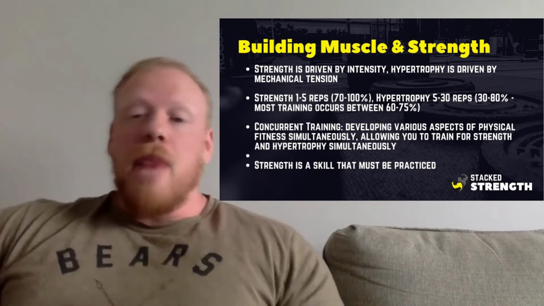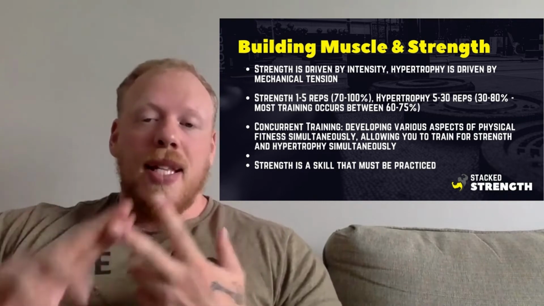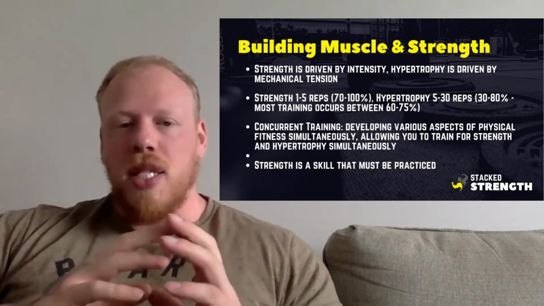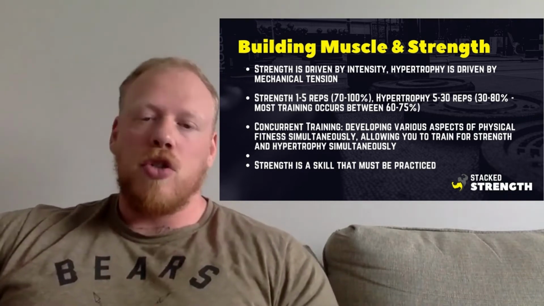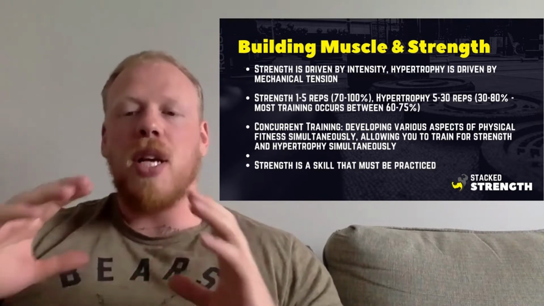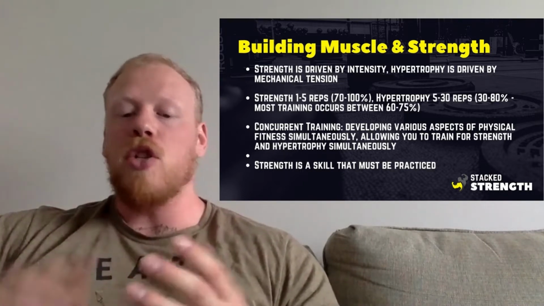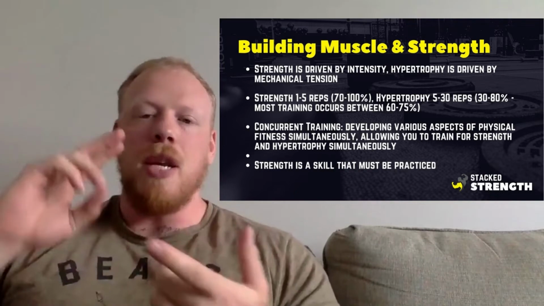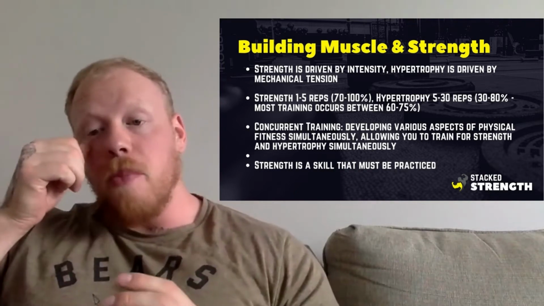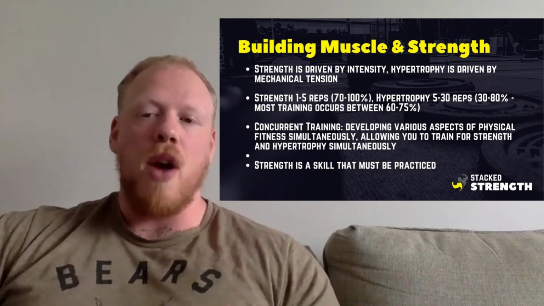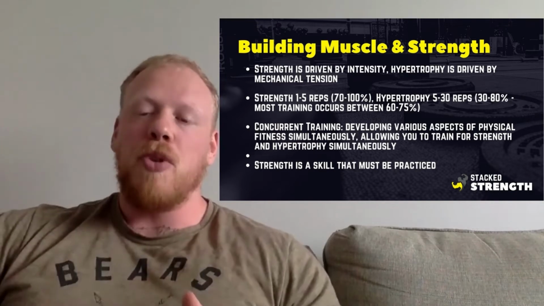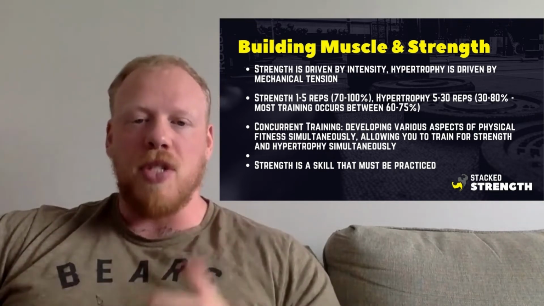Now, again, because we're trying to train for both strength and size, this is where I want to introduce a concept called concurrent training. Concurrent training is essentially developing various aspects at one time. So we can train for strength, endurance, speed, power, all these different things. And we can bias whatever it is that you want to prioritize in your training, which in this particular case is going to be strength and muscle.